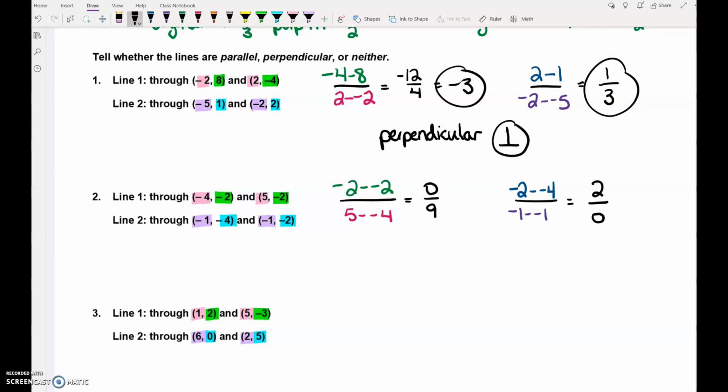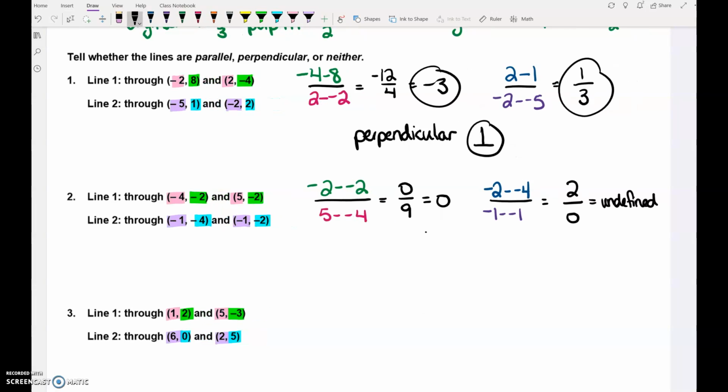0 divided by 9 is 0. 2 divided by 0 is undefined. A line with a slope of 0 is a horizontal line. A line with an undefined slope is a vertical line. So think about a horizontal line and a vertical line. Are those lines parallel, perpendicular, or neither? They are perpendicular.